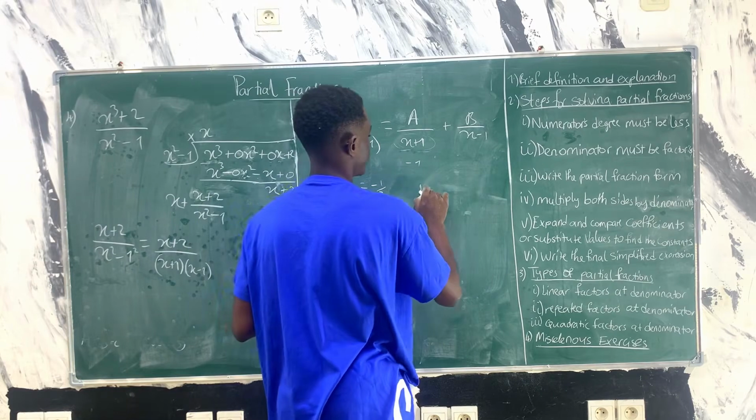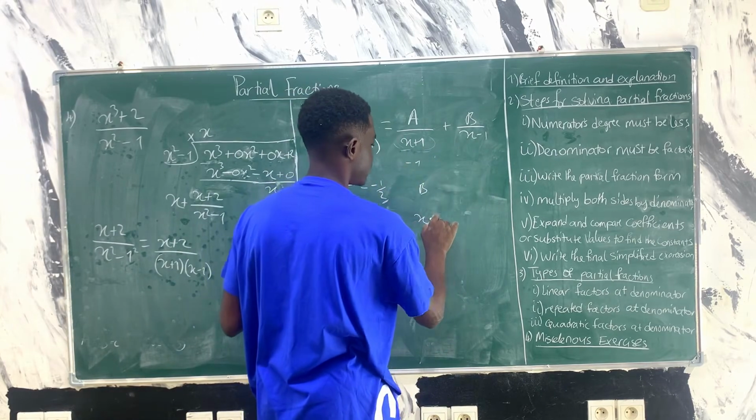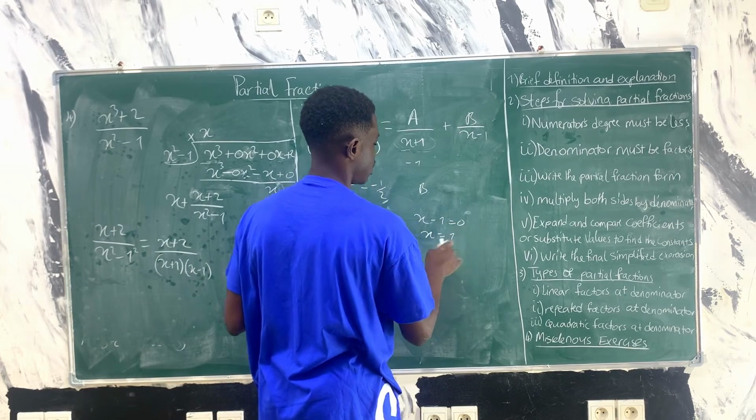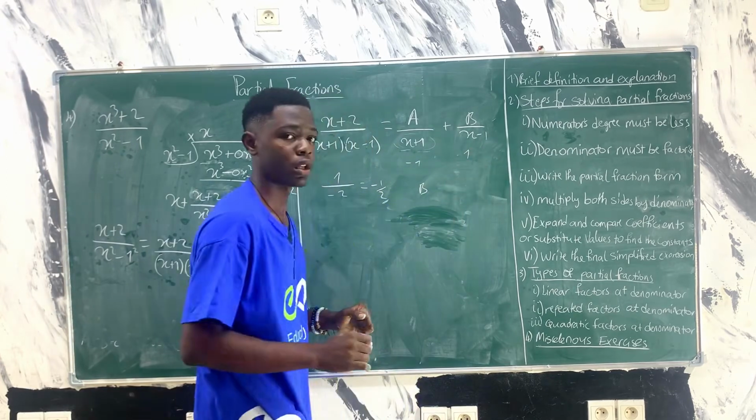B, using the cover-up method. For b, when you put the value of x, you have x minus 1 is equal to 0. X will be 1. So the value of b will be 1.